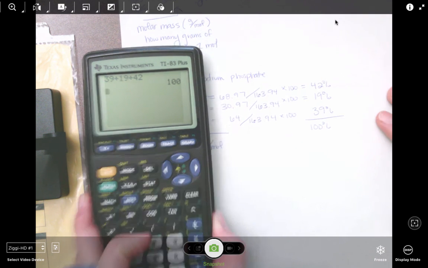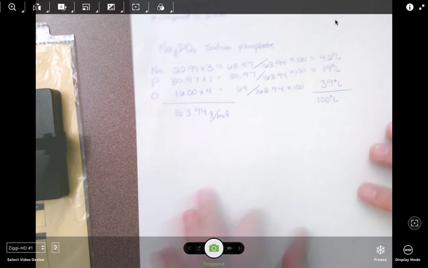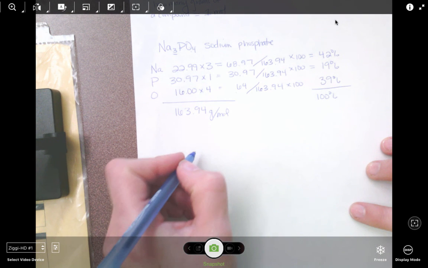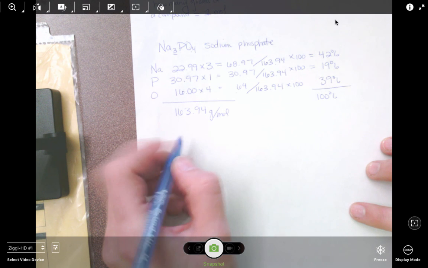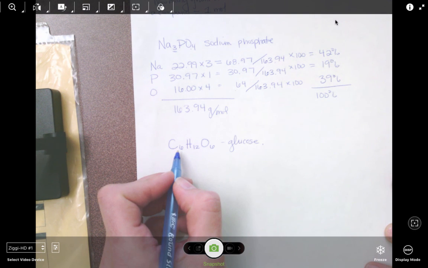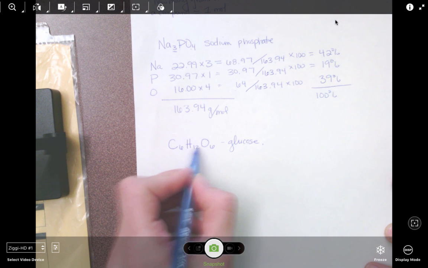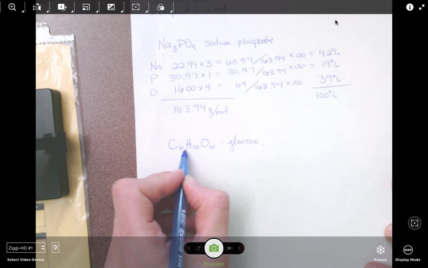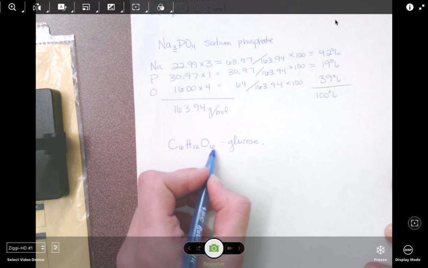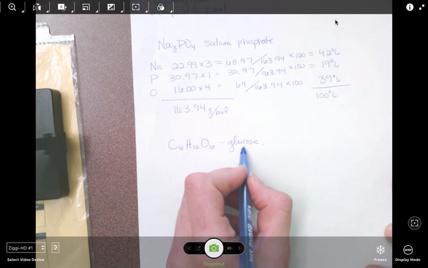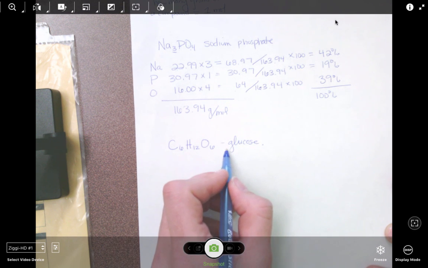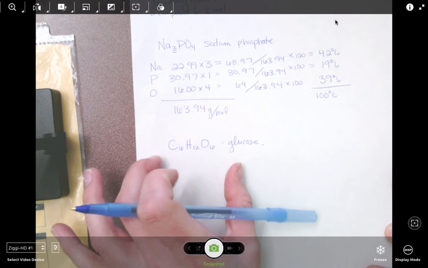And that's it. So what I'm going to have you do is calculate one on your own. So please come to class tomorrow with this problem completed. Calculate the percent composition of this molecule. It has 6 carbons, 12 hydrogens, 6 oxygens. This is a glucose molecule. Please come to class with the percent composition of these 3 elements within this compound.